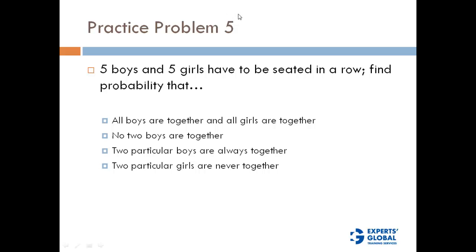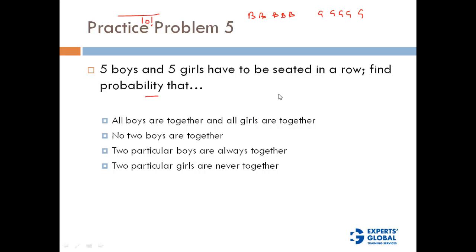Okay. So we have 5 boys, 1, 2, 3, 4, 5, and 5 girls, 1, 2, 3, 4, 5, to be seated in a row. So what is the total number of ways we can seat them? It's going to be 10 factorial. 10 people, 10 entities to be arranged in a row. Correct?